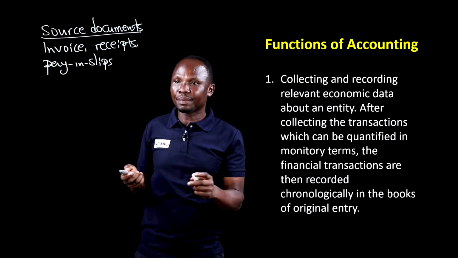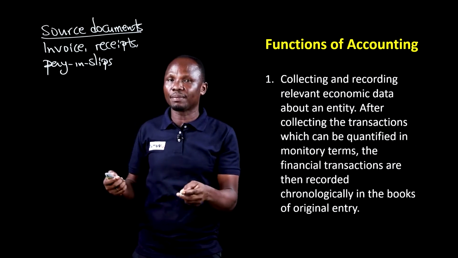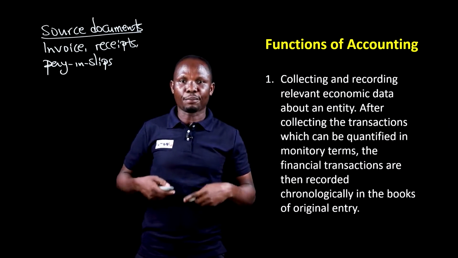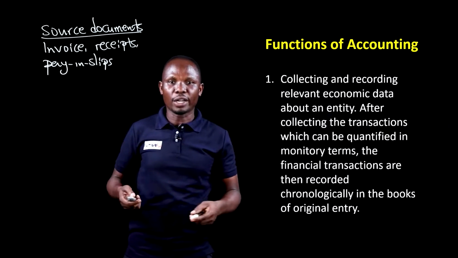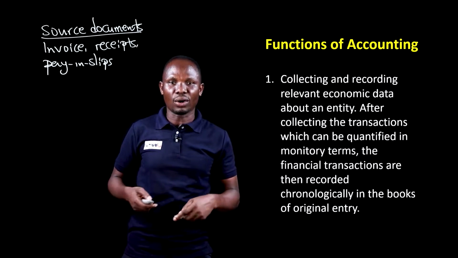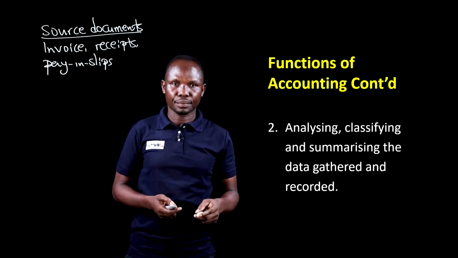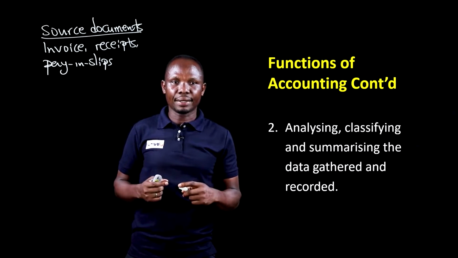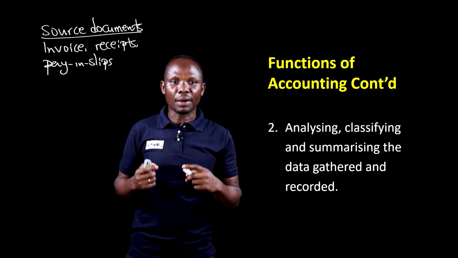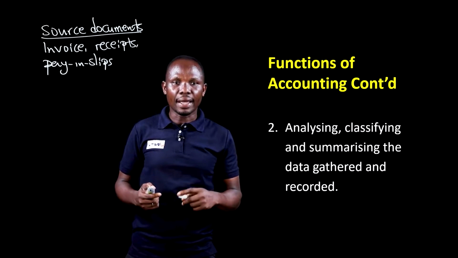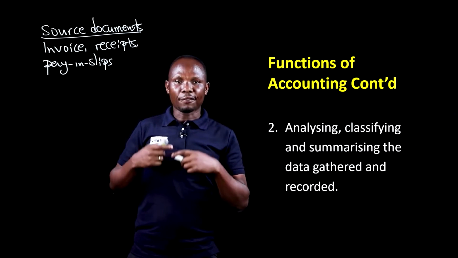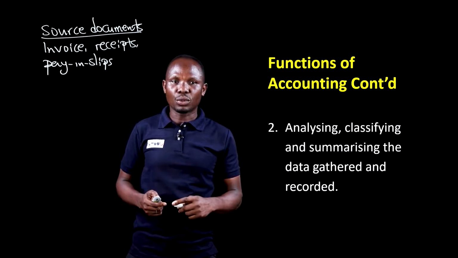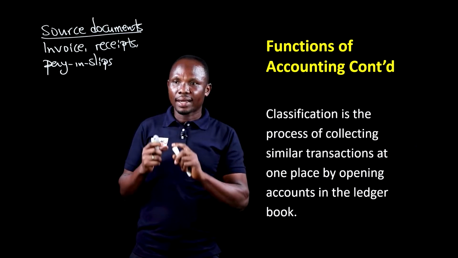After collecting the data from these source documents, the data is then recorded chronologically in the books of prime entries, or sometimes we call them books of original entries or day books. The second function of accounting we look at is analyzing, classifying, and summarizing the data gathered and recorded.